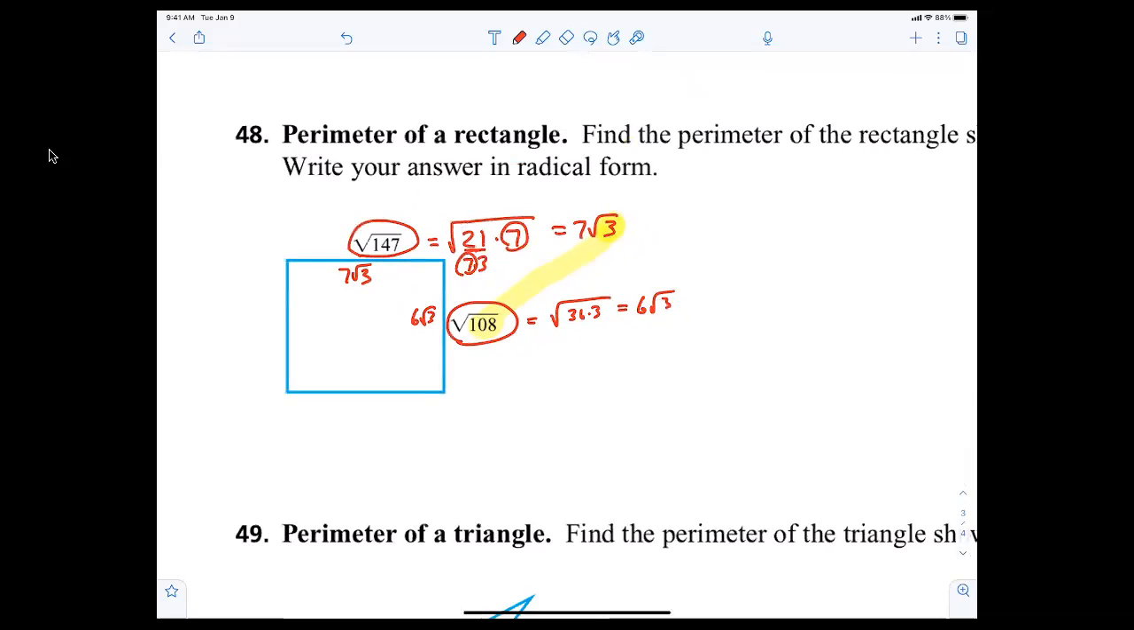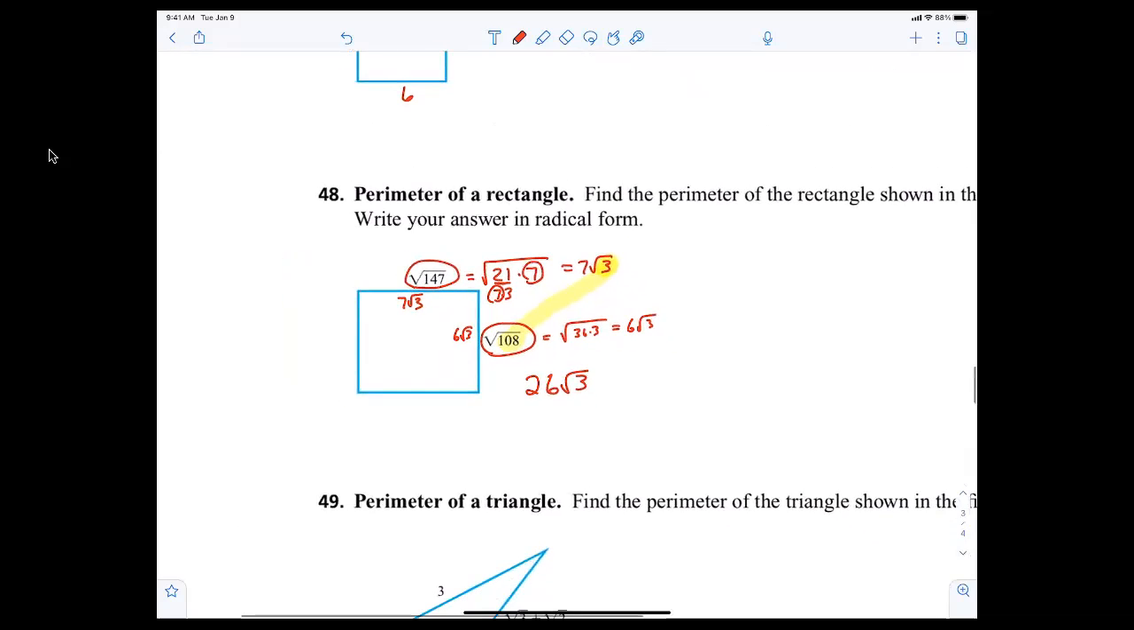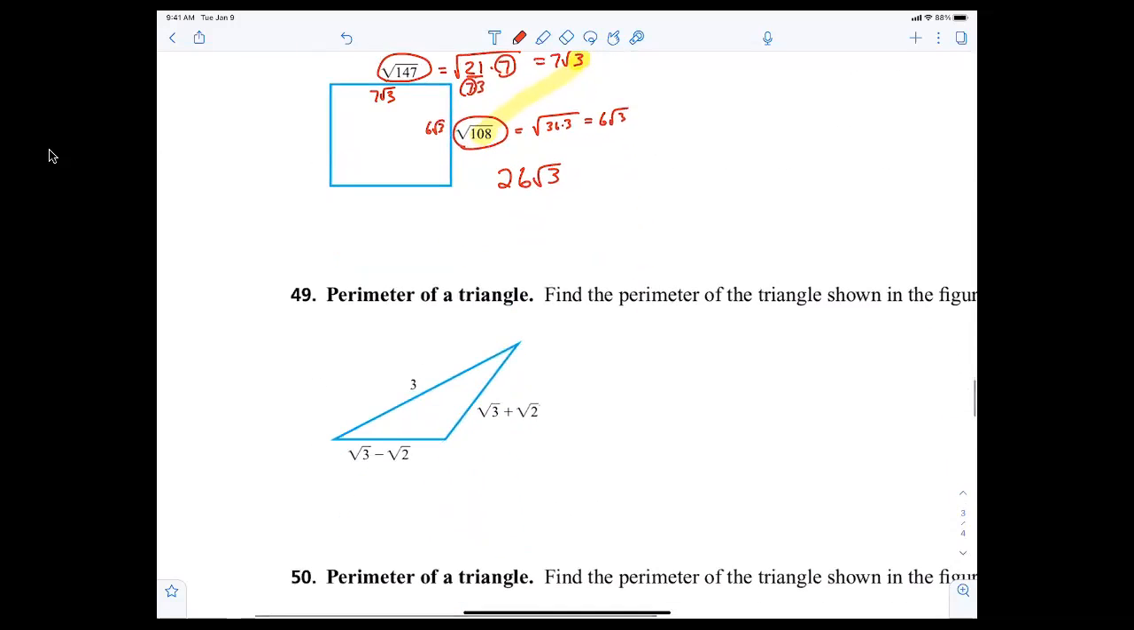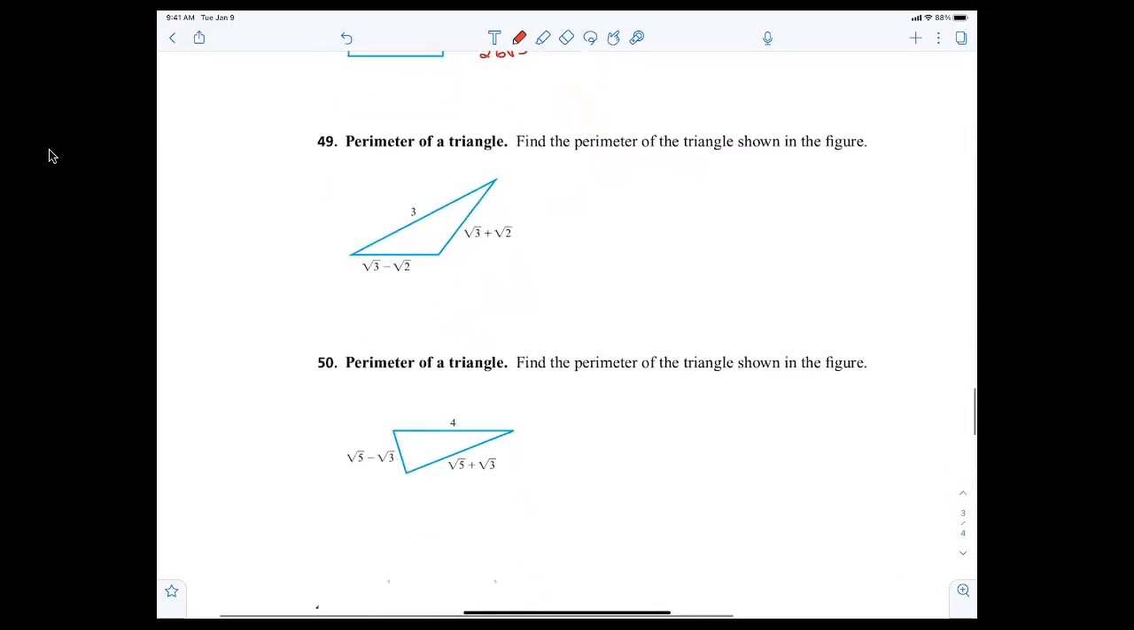26. How much? I didn't hear you. I think you're right. Yeah, 26 radical 3. All right, that was 26 radical 3. Okay. Yeah, I gave you a freebie. You're supposed to do that for homework. All right, so there you go. You're welcome. 49, find the perimeter of that.